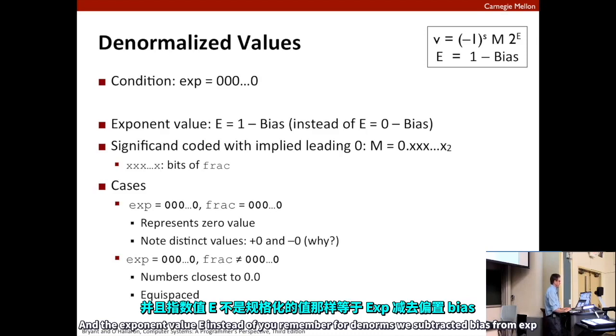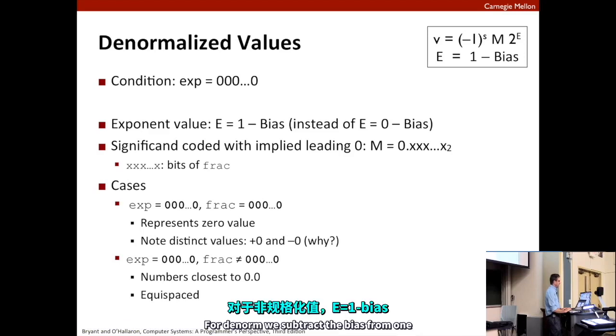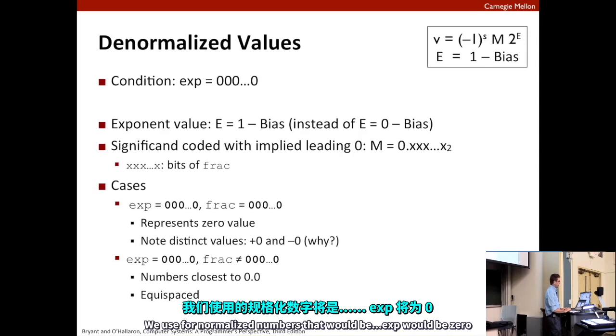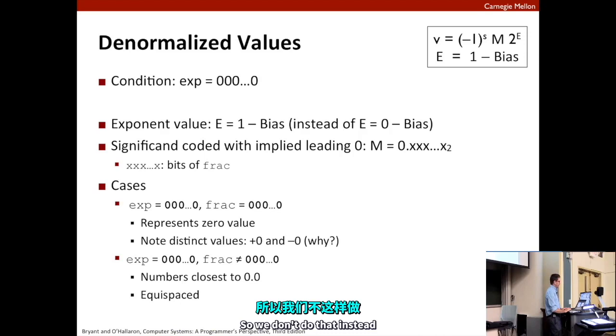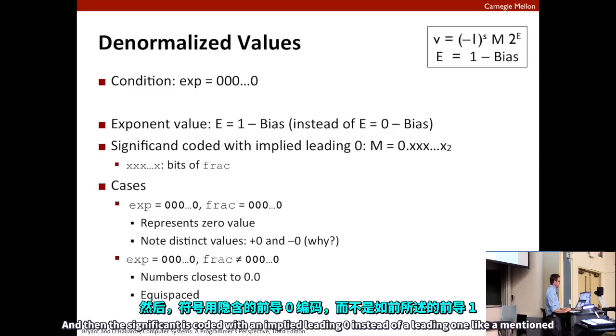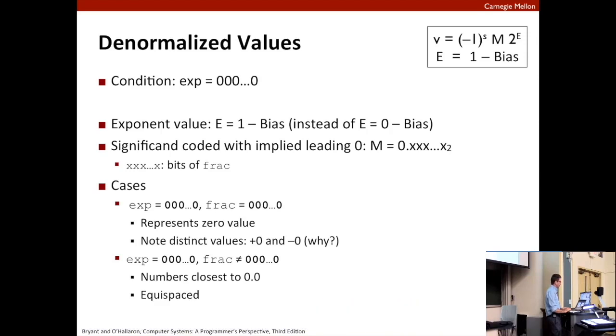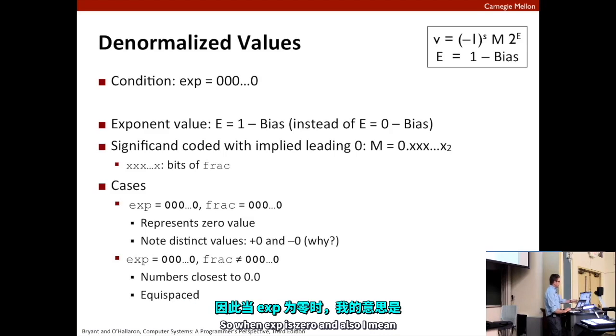And the exponent value E: you remember for normalized numbers we subtracted the bias from EXP. For denorms we subtract the bias from 1. If we just used the definition for normalized numbers, that would be EXP, which would be 0. So we don't do that. Instead, E is 1 minus the bias. And then the significand is coded with an implied leading 0 instead of a leading 1, like I mentioned.